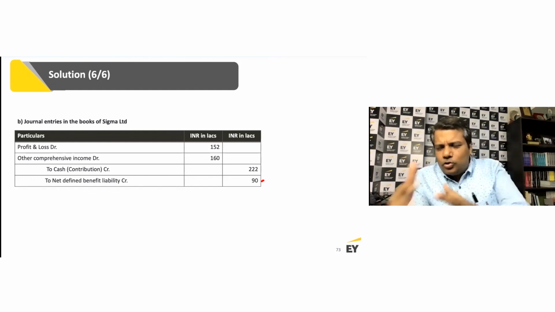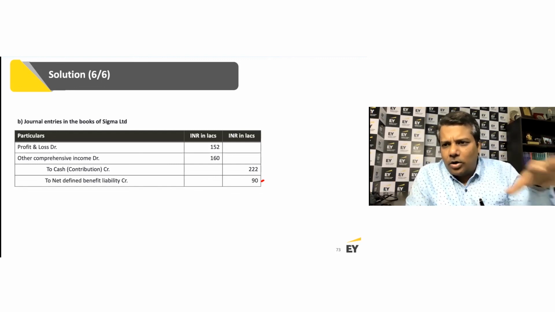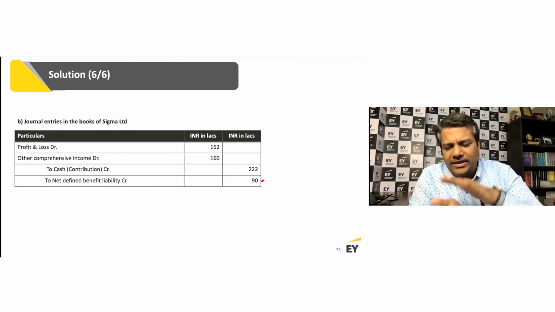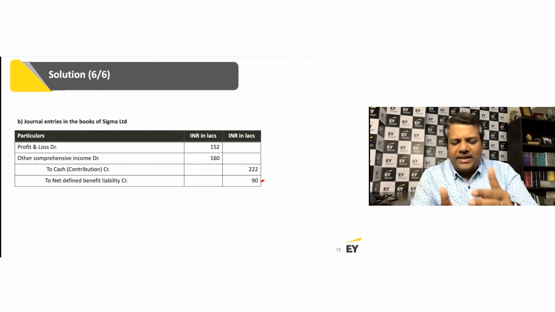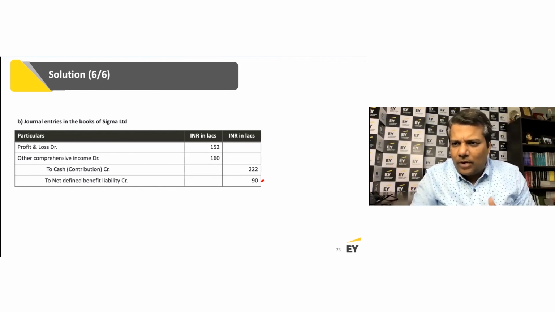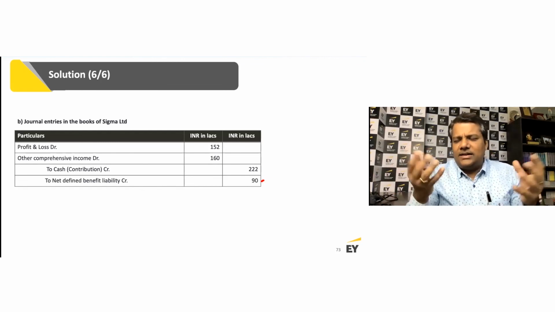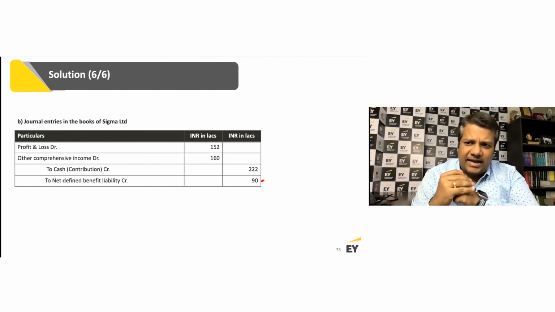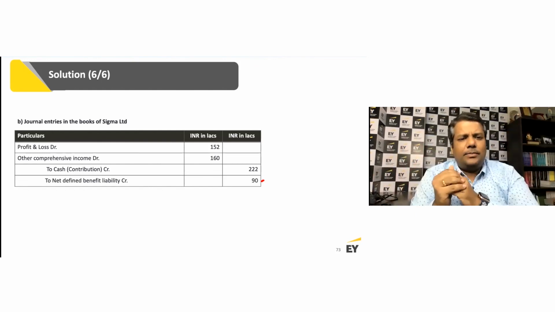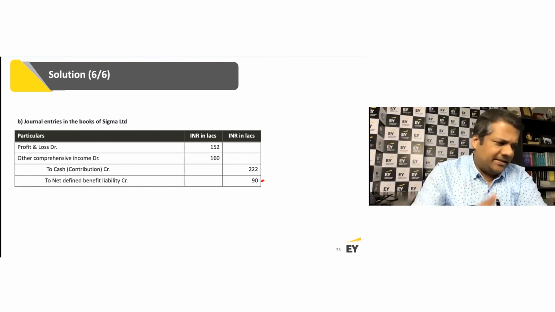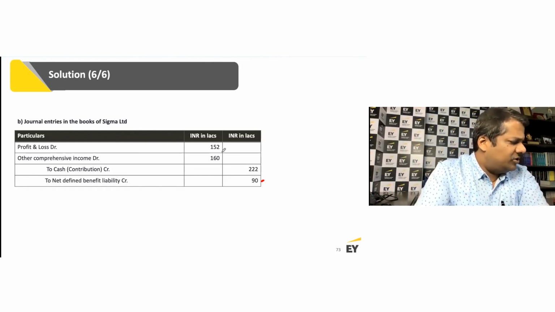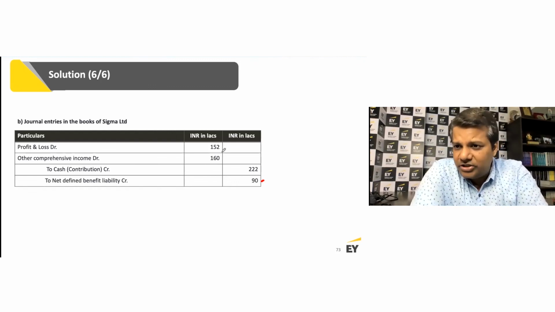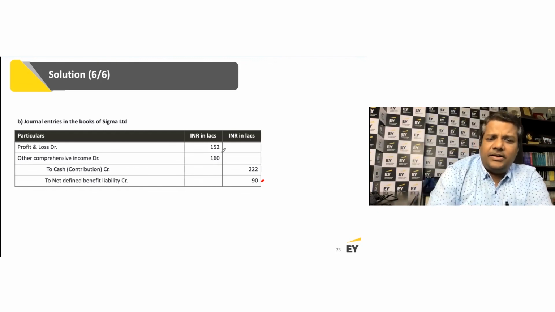And then you have the actuarial gain or loss, which is nothing but on the obligation side, on the asset side, on the remeasurement side, all three in a way, the actuarial gain or loss. You look at that, and then depending upon how much more contribution you have made, it results into an increase in liability, or it may result into an increase in asset from a financial statement perspective. I hope all of that is clear to you. P&L debit 152, OCI debit 160, cash, which I paid, 222 here, and net defined benefit liability.